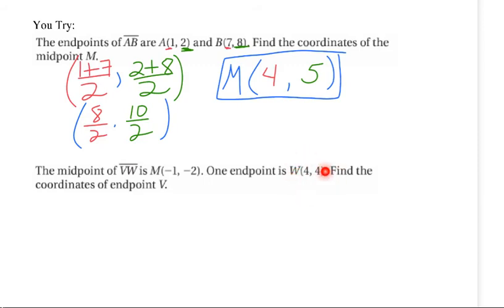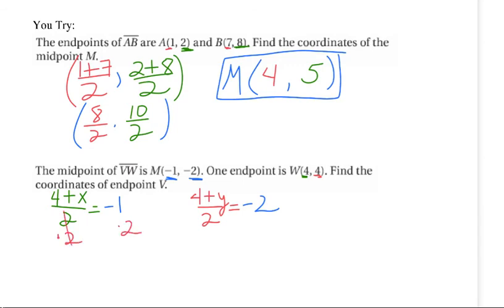So now in your x equation, you would have 4 plus x equals a negative 2. So x is going to equal a negative 6. For your y's, you would have 4 plus y equals a negative 4. So when you subtract the 4 from the left, you would end up with a negative 8. So your coordinate for endpoint V would be (negative 6, negative 8).